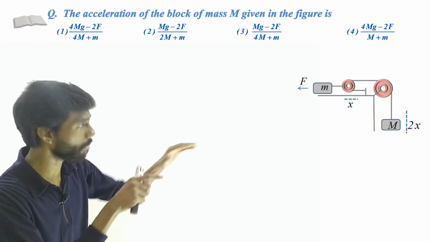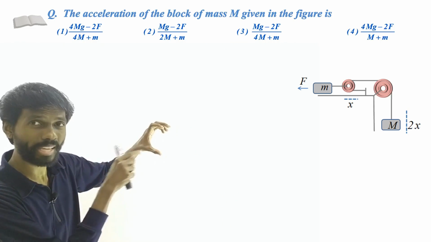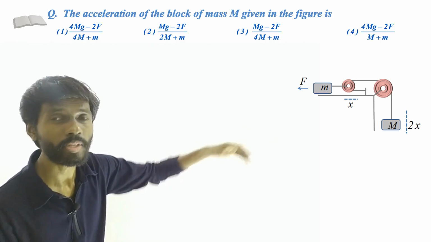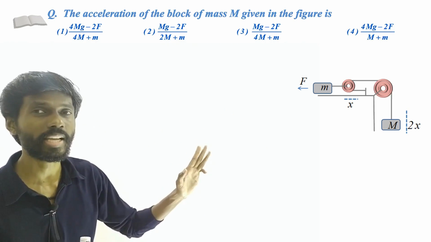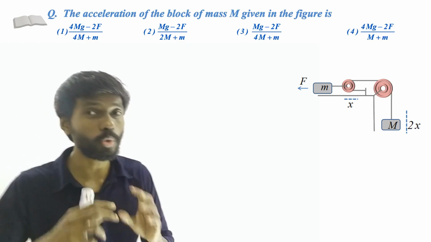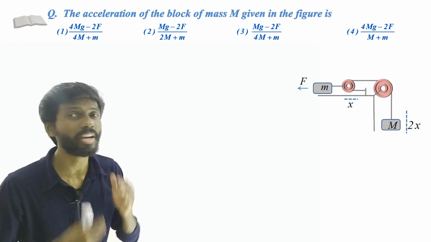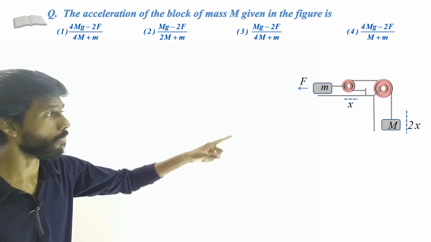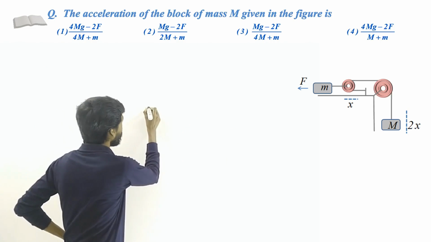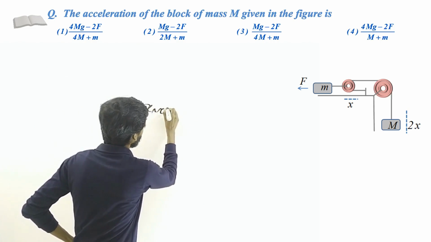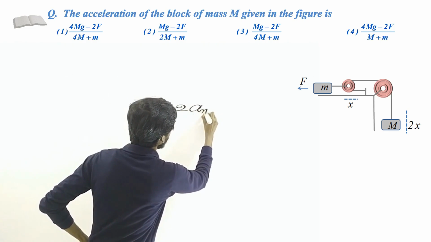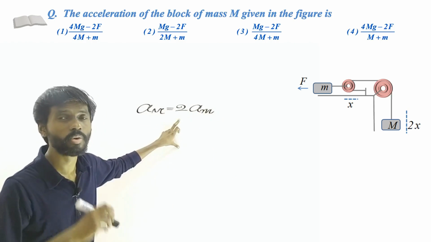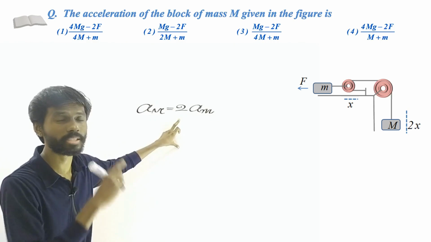The string becomes loosened by a length of x plus x, 2x, and that 2x distance is covered by the block of mass capital M. So when this moves by a distance x, that block moves down by a distance of 2x, twice the distance. That means the acceleration is also related by the same multiple. The acceleration of the block of mass capital M is twice the acceleration of small m, because the displacement is related by the same quantity.